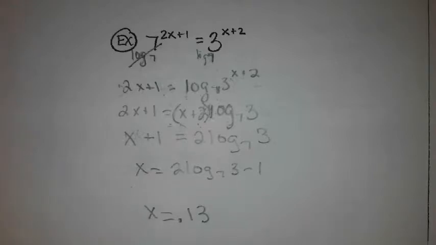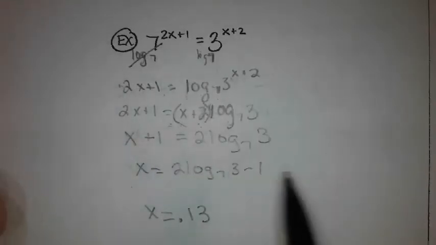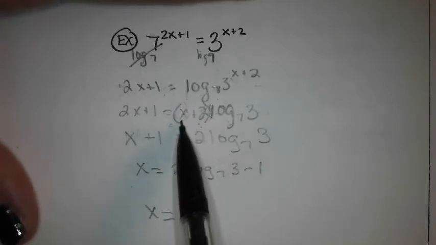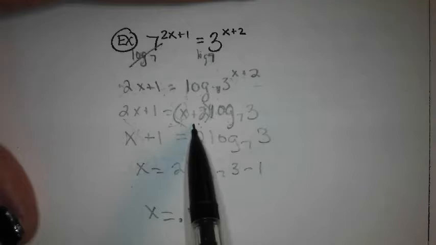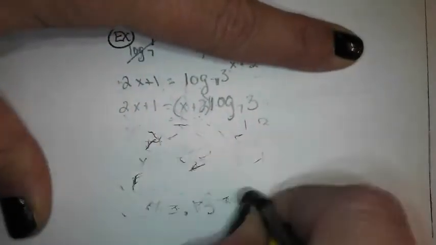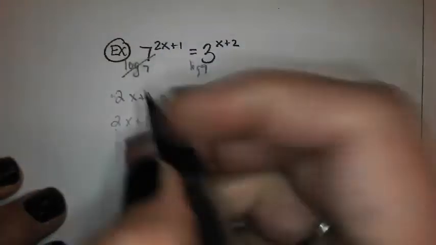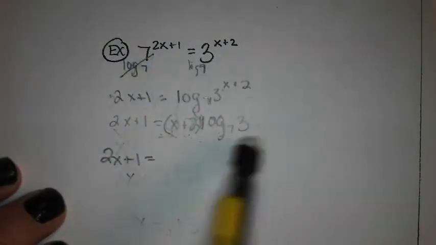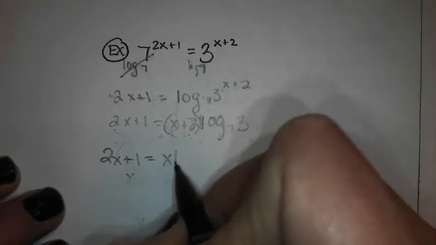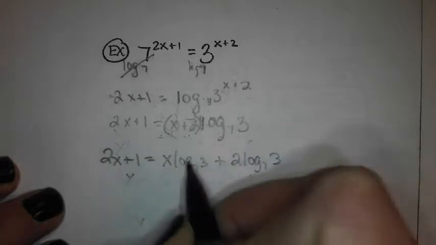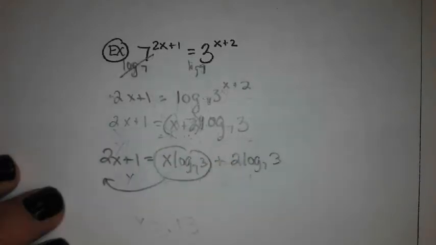Okay, so again, we have to get all of our x's together. She subtracted this x over and separated it from that, which is why not having it in parentheses affected her. But again, you have to distribute. So it'll be 2x plus 1, no problem on the left. On the right, you have to distribute, so it's x log base 7 of 3 plus 2 log base 7 of 3. Get all your x terms over, so subtract that over.